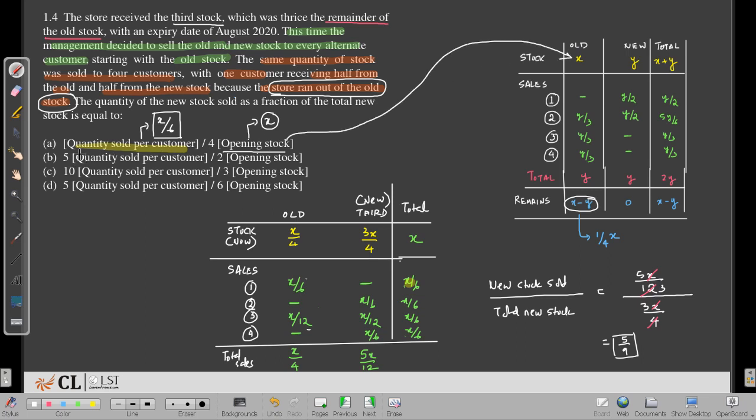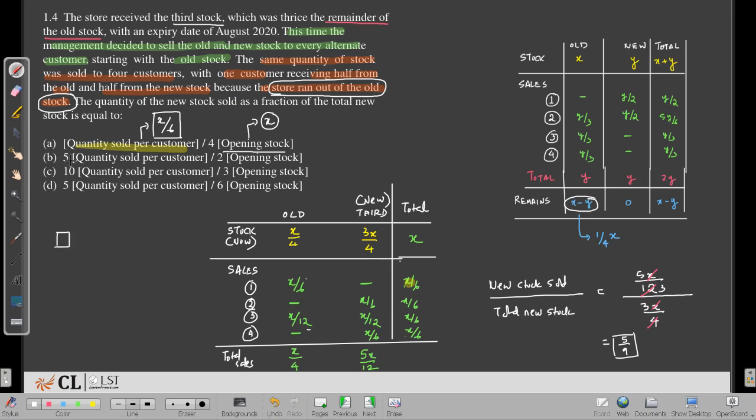Now do we have to look at quantity sold per customer? Should we also consider this customer along with that customer? Too many issues with this particular question, right? Crazy that way.